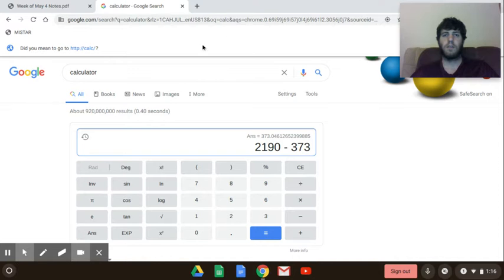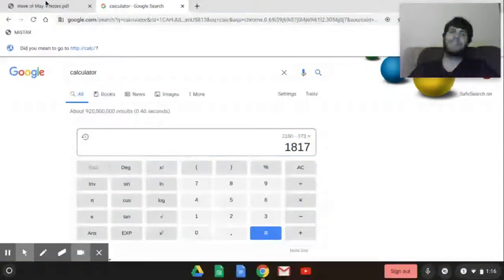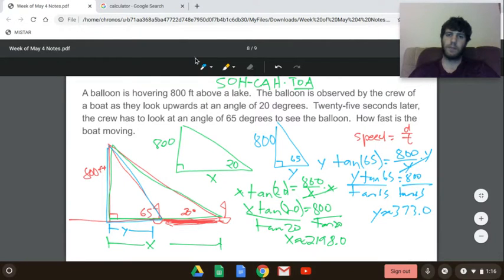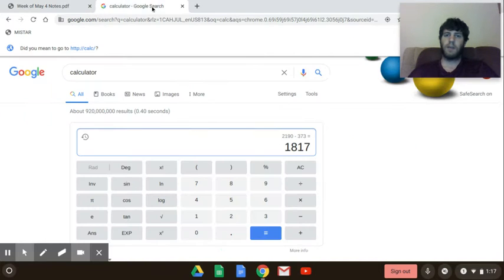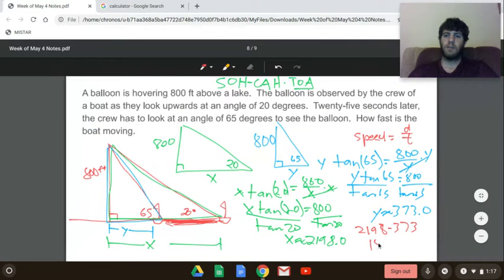It's going to give us 1817. Okay. So here we have 2198 minus 373, and that gave us 1817. Okay, but we're not done. 1817, then, right? If this whole distance is 2,198, this distance is 373. We do 2,198 minus 373 gives us this piece, which is 1,817.